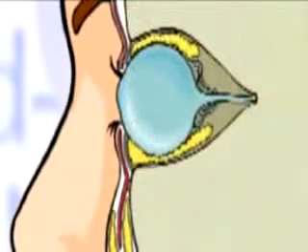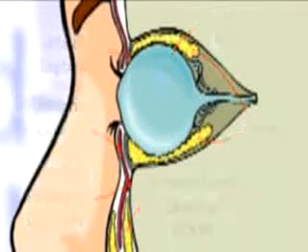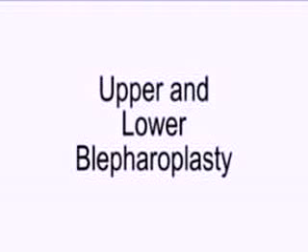With advancing age, the orbital fat herniates forwards, causing a bag, and as the cheek fat, suborbicularis oculi fat or SOOF, descends simultaneously, a hollow appears between them which is known as the tear trough. When there are significant aging changes and both upper and lower eyelids are drooping, simultaneous upper and lower eyelid blepharoplasty combined with a canthopexy may be performed.